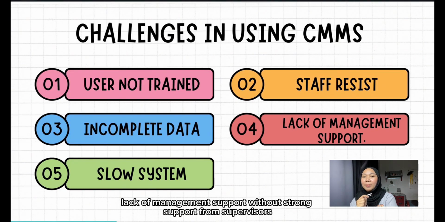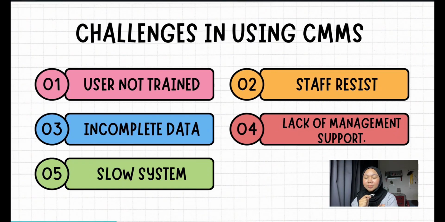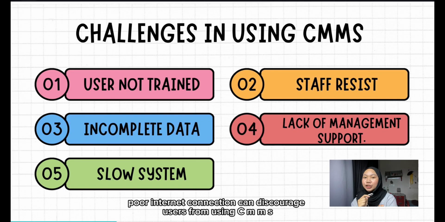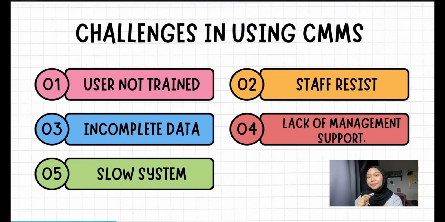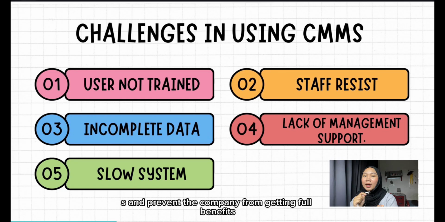Fourth, lack of management support. Without strong support from supervisors, users may stop updating the system. Lastly, technical problems such as slow system or poor internet connection can discourage users from using CMMS. All these factors can reduce the effectiveness of the CMMS and prevent the company from getting full benefits.